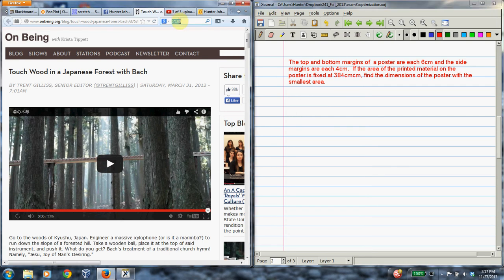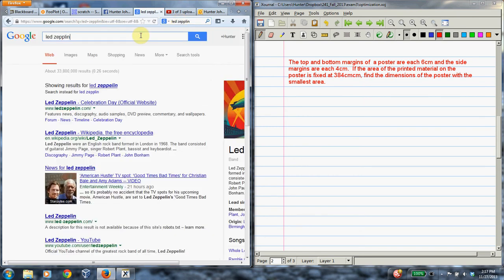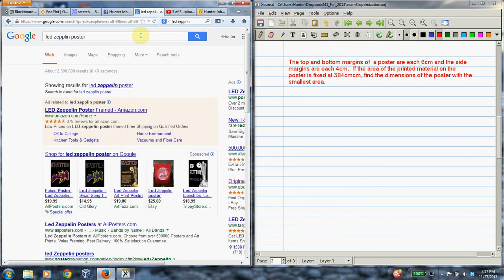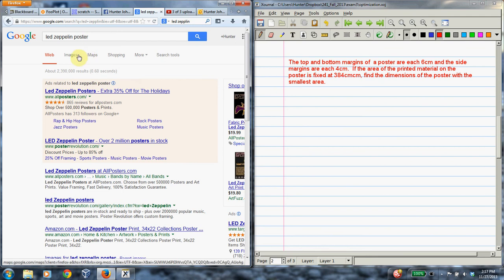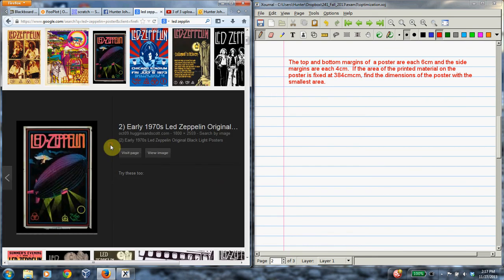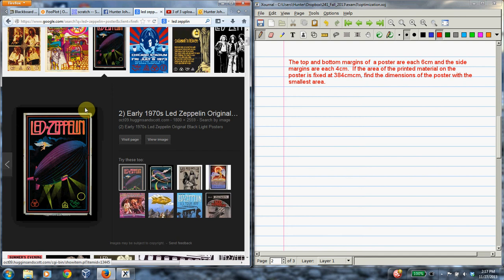So you know what they're talking about, right? Like if we just look at some kind of poster. I don't particularly like Led Zeppelin, but they do have posters, and so we could look at this. This isn't really helpful, is it? I'm just wasting your time. But here's a good example, right? There are margins on top and there are margins on the side, and then there's a central area that actually has printed material on it. The constraint here is that the printed material needs to be a certain number of square centimeters, and the margins need to have certain lengths.